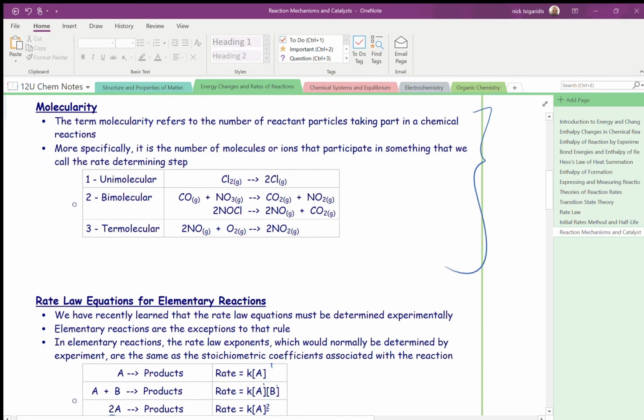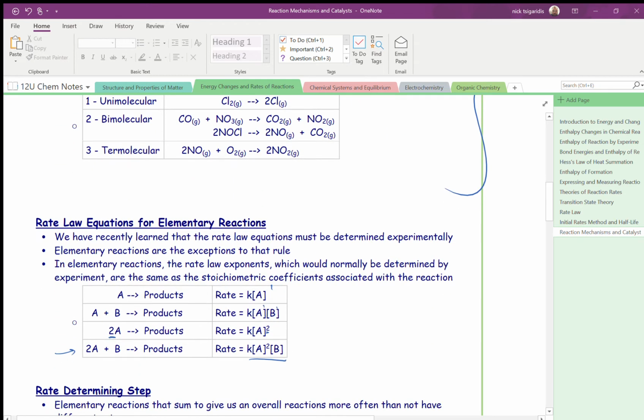The nice part about these ones is, instead of having to determine the exponents of the rate laws, they are actually determined by the coefficients. So if you recall the previous lesson, which dealt with the initial rates method, we had to calculate the exponents. In this particular case, when we're dealing with elementary reactions, because they are single molecular events, we're just looking at the coefficient in front of the chemicals in the reaction to determine what the exponents are.